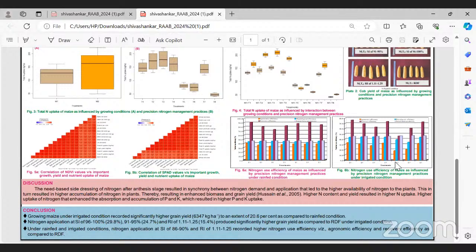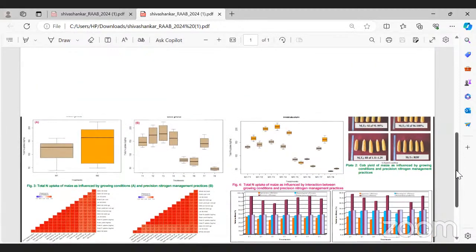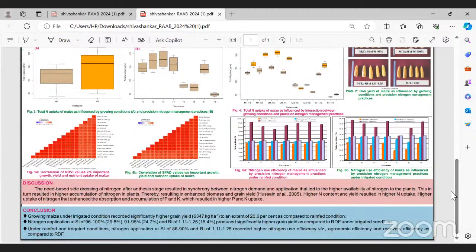And coming to the conclusion, grain yield was significantly higher under irrigated conditions, as well as among the precision nitrogen management practices. Sufficiency index of 96 to 100, 91 to 95, and response index of 1.11 to 1.25 were the main treatments which helped us to get significantly higher yield as compared to the RDF treatment under irrigated conditions, whereas the nitrogen use efficiency was superior under sufficiency index of 86 to 90% and response index of 1.11 to 1.25 as compared to the RDF treatments.